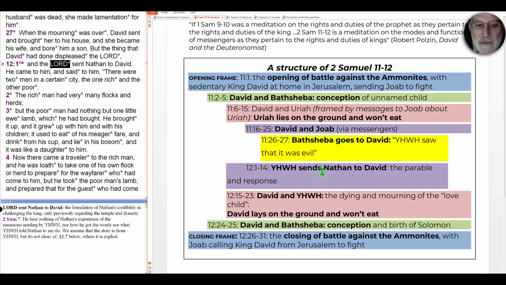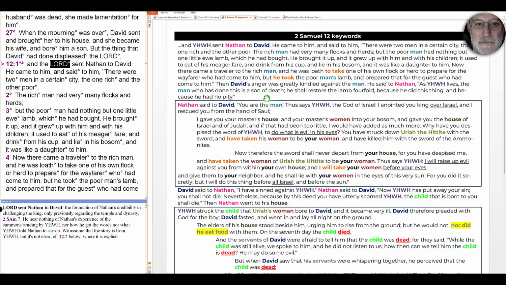But now, it's Nathan and David and Yahweh throughout. Joab's not here, Uriah is dead, and Bathsheba will only appear at the very end. So it completely changes perspective as we move into the new chapter here. And there are a number of key words, some of which continue from chapter 11. I did them separately because they really follow certain units rather than whole chapters.